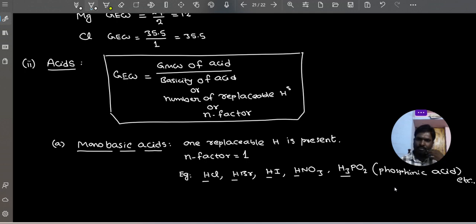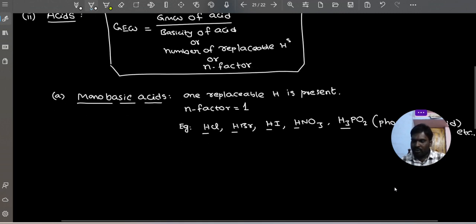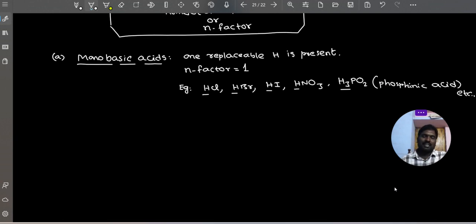For HCl, HBr, HI, HNO3, one hydrogen is there, no doubt at all. They can provide one hydrogen. But when you come to H3PO2, phosphinic acid, there are three hydrogens present, but it can donate only one hydrogen. That's why its n factor is 1. Why is it giving only one hydrogen? H3PO2.